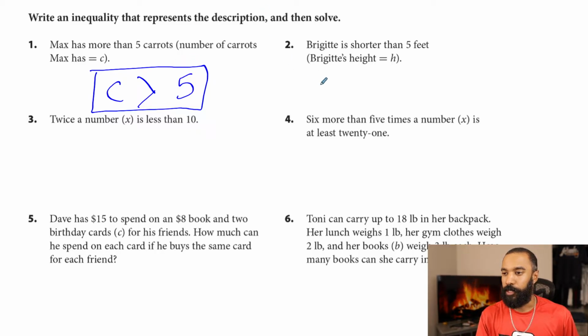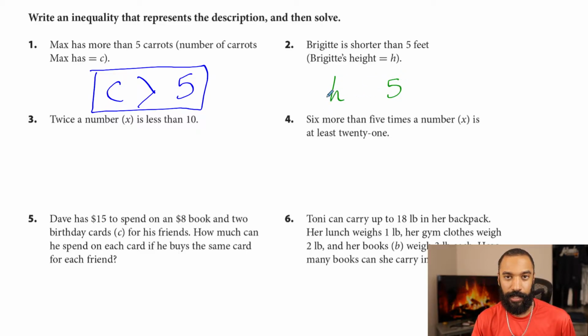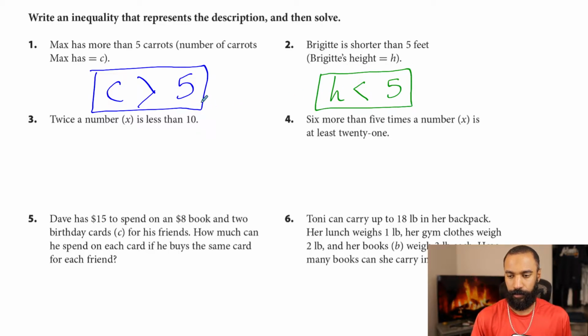That's it. Number 2, Bridget is shorter than 5 feet. Bridget's height equals h. Okay, so we're comparing Bridget's height h to 5 feet here, and Bridget's height is shorter, therefore it is less than. It is not equal to, just less than. And that would be the solution right there. So sometimes they're set up, I like how they set it up very easily to start with. I don't want to do a video with hiccups.